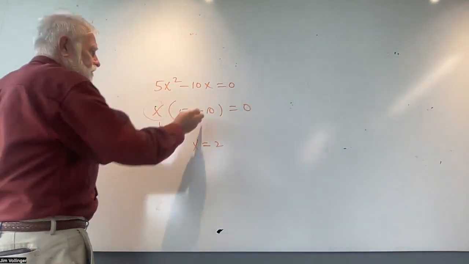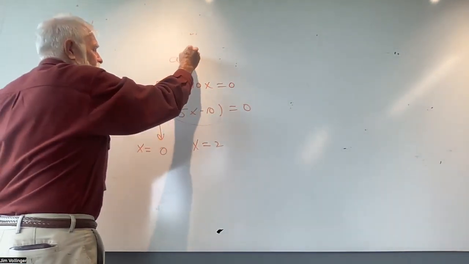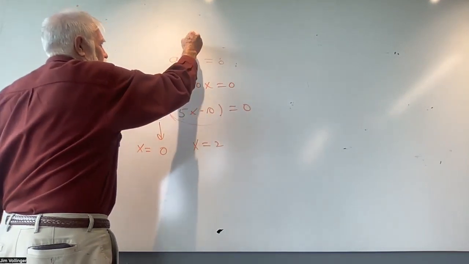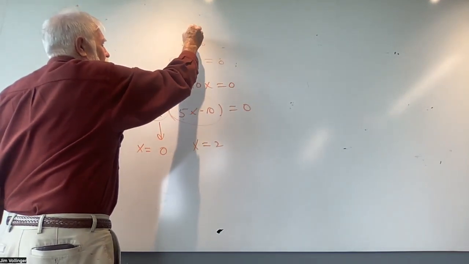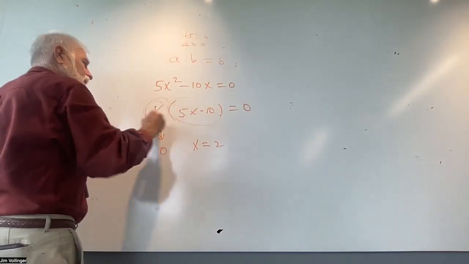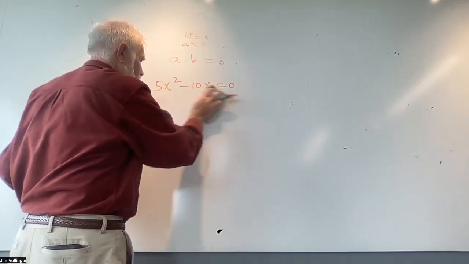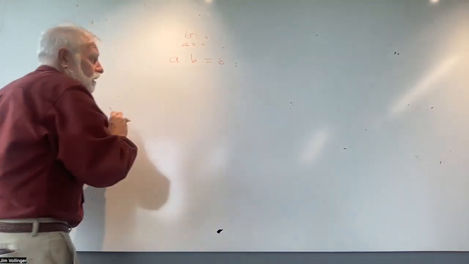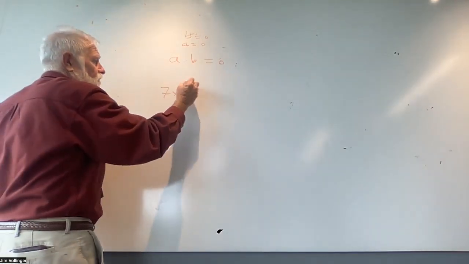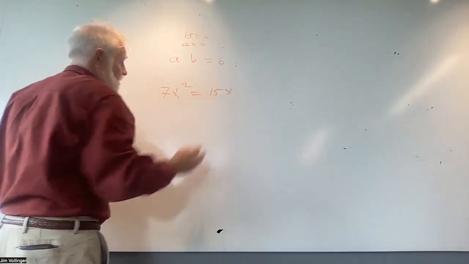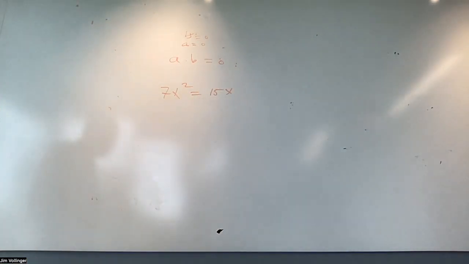And one of the factors, right? If a times b equals 0, then either a is 0 or b is 0. Right? So that could be my a and that could be my b. Those are my factors. All right. So I can't make it any more difficult than that, other than saying 7x squared equals 15x. That's the only way I can make it a little harder.